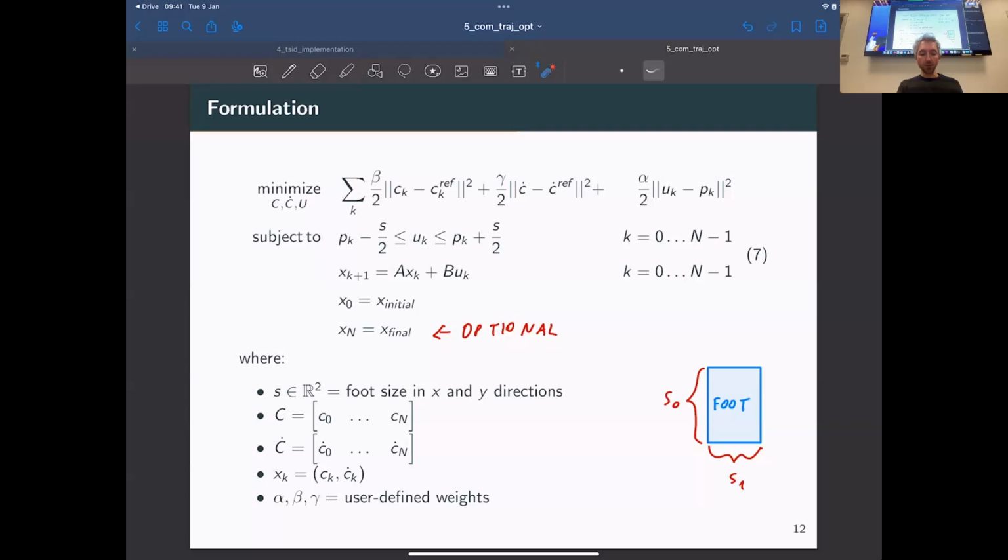Well, unless you use the terminal constraint. So if you have a terminal constraint that asks the system to be in a stable configuration at the end, then of course any solution is going to converge to that stable configuration at the end. But if you don't use the terminal constraint, you can still get a stable trajectory that converges to a stable configuration, but you need to tune these weights correctly.